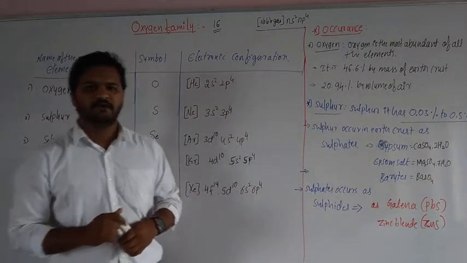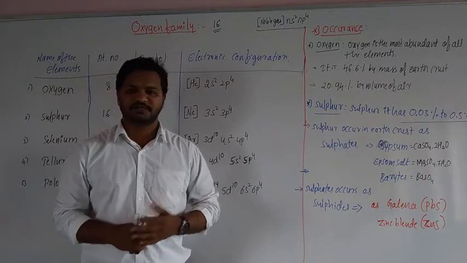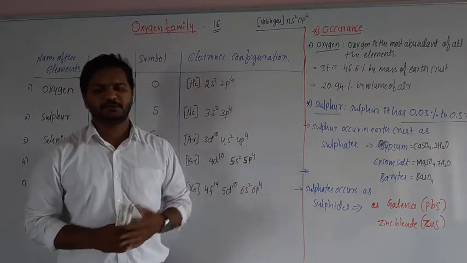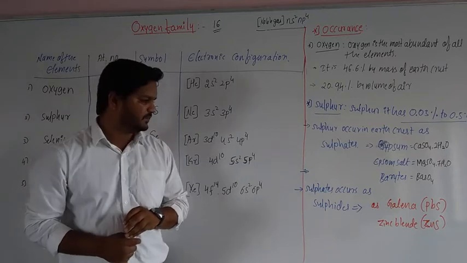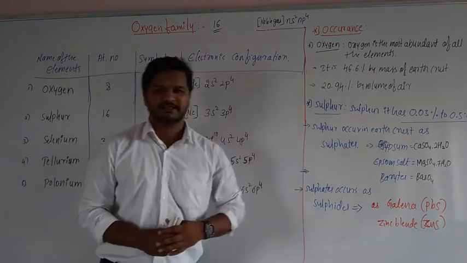And sulfur is also present in egg, protein, and garlic. Okay, so this is about the occurrence of oxygen and sulfur.